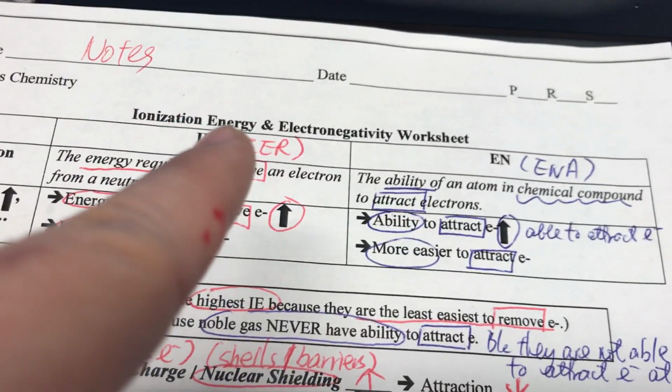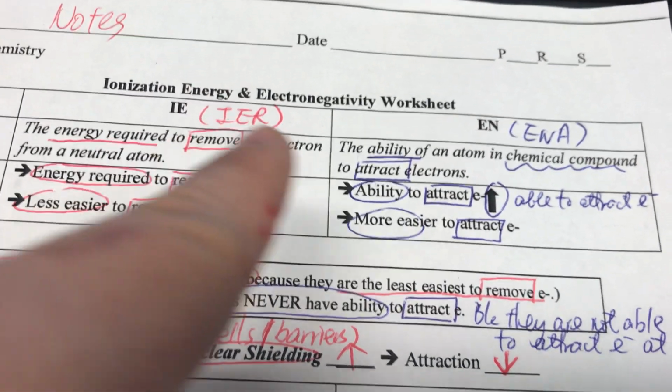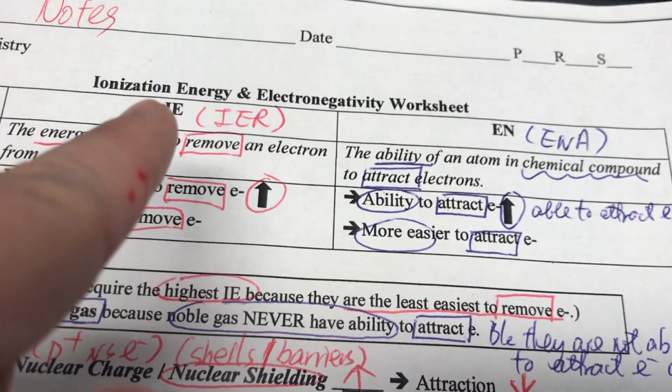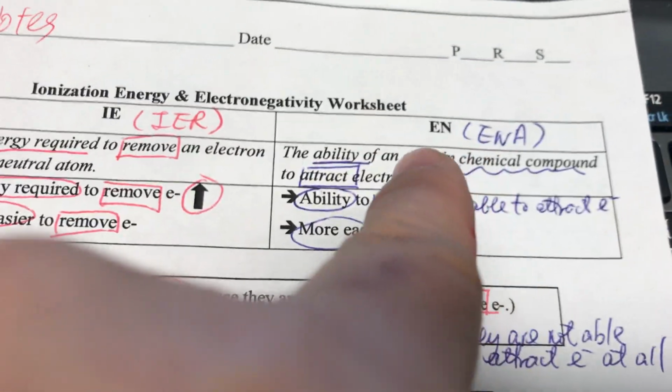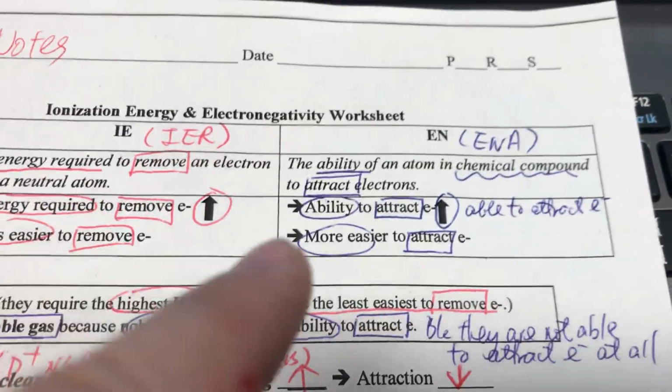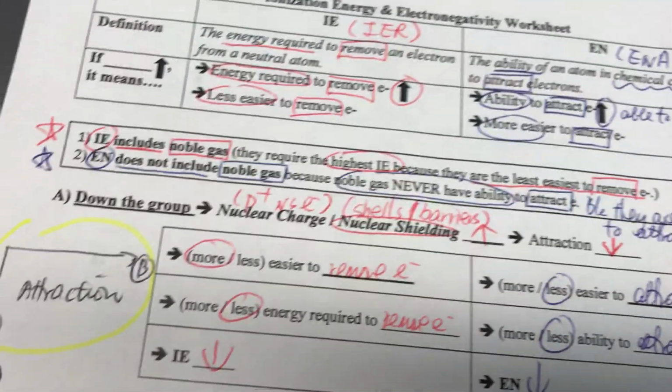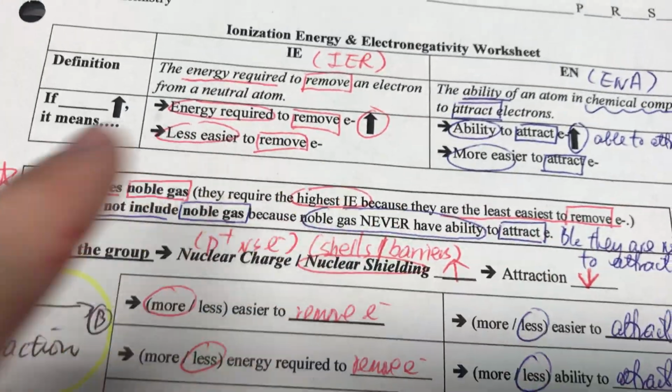So I think of a short phrase: IERENA. Ionization energy is remove, electronegativity is attract. IERENA. Now we have two important messages here.